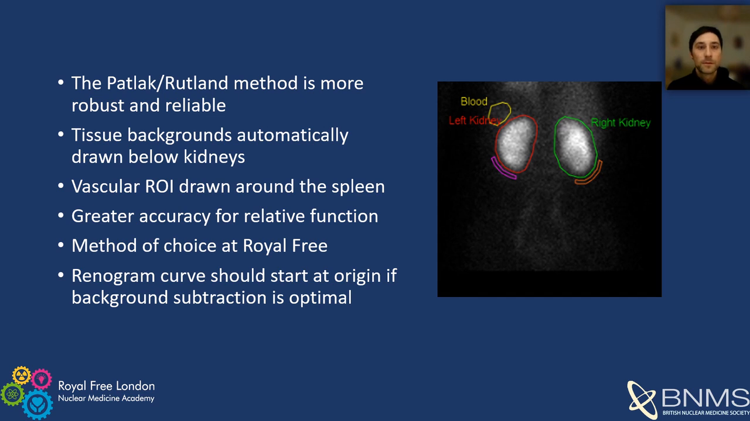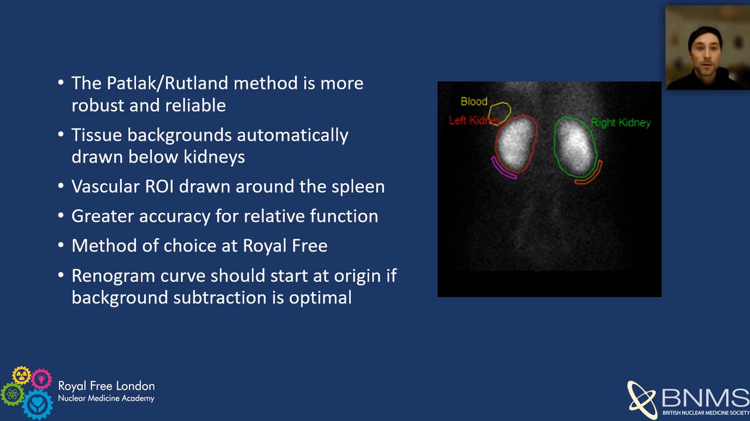At the Royal Free, we use the Patlak-Rutland method for background subtraction, which is robust and reliable and recommended by BNMS guidelines. Automated background assignments are created that track the kidney ROI, reducing processing time and enhancing reproducibility.